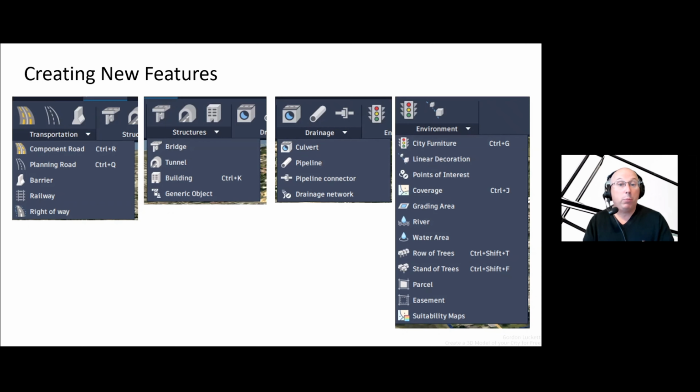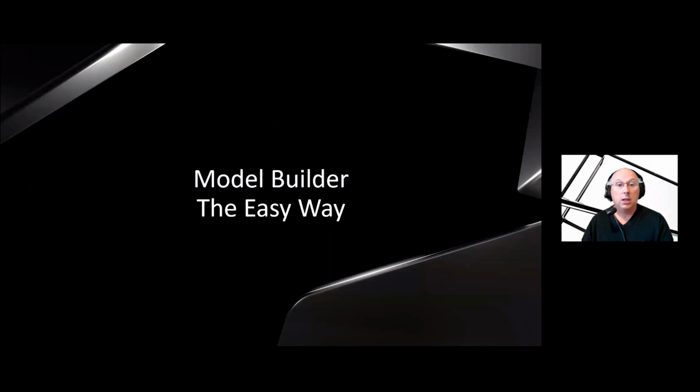So these are all the features that you can create from scratch. These aren't the ones you import from GIS, but you can create all these from scratch or add to the data you've brought in from GIS. So there are all sorts of ways of drawing data inside of InfraWorks. And those are all at your fingertips. Now, what is the easiest way to build a 3D model of your city? Well, the easy way is using Model Builder. It really is the easiest way. So let's open up InfraWorks and try this now.